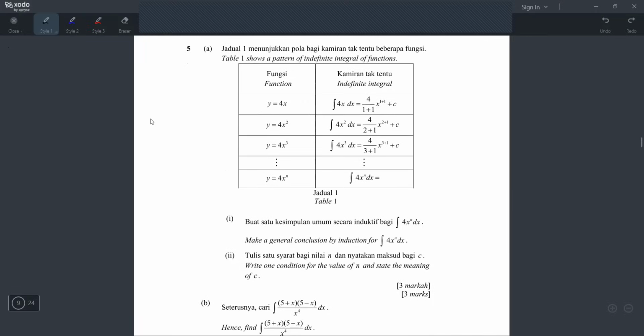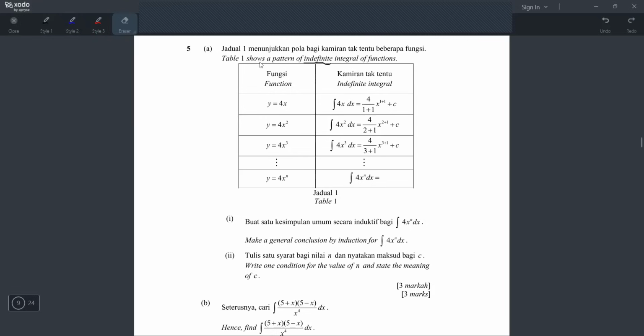Okay, let's continue with number 5A. Table 1 shows the pattern of indefinite integral of functions. What is indefinite? Indefinite integral means when you integrate and there is no number here, then we call it indefinite. Then what is definite? Definite means when we have a number here, like for example a, b or 3, 7, something like that, right? So when you have numbers, we call it definite integral. And when it's indefinite, it means there are no numbers.